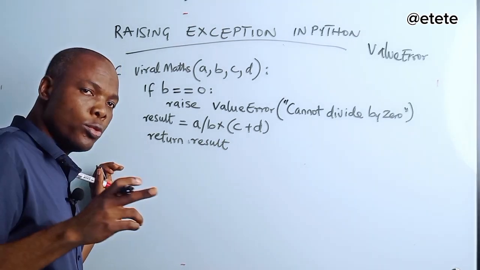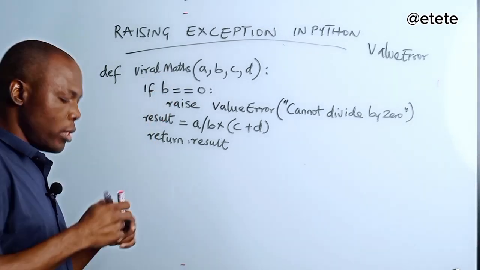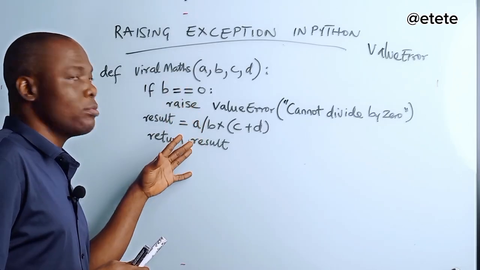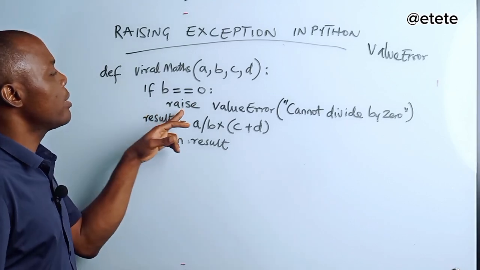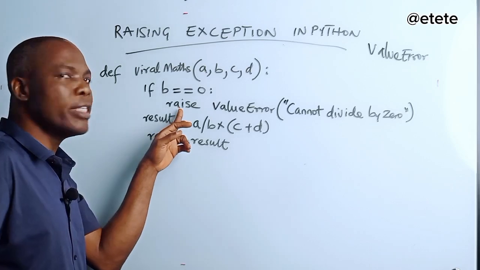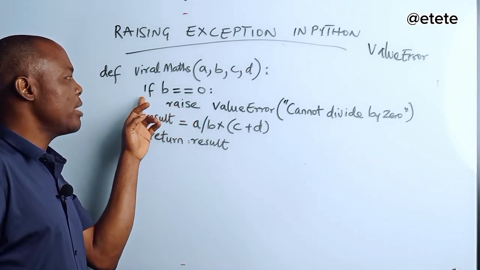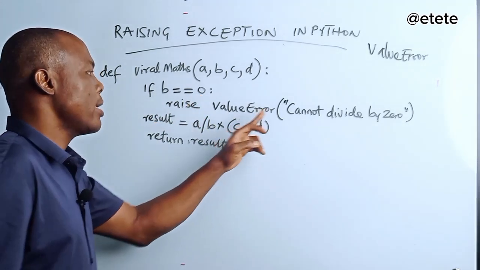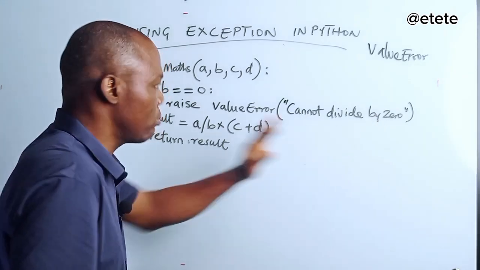Now the next thing I'm going to do is to call this function. But in calling this function, I want to be able to catch the exception and show it on the screen. So this is the topic, which is raising exception in Python. So using the raise keyword, I am stating an if statement. If B equals to 0, raise value error. Then what should be printed out is: cannot divide by 0.